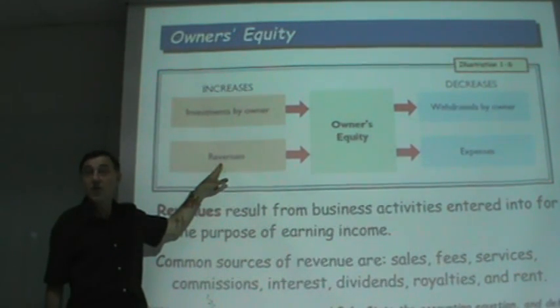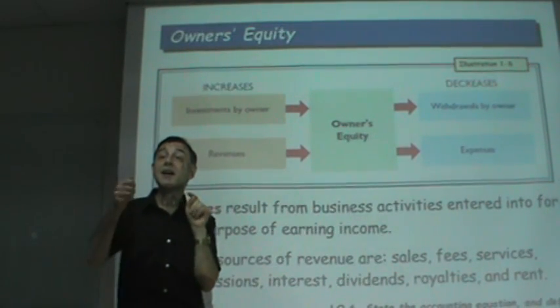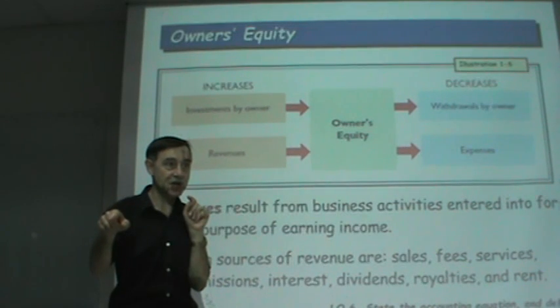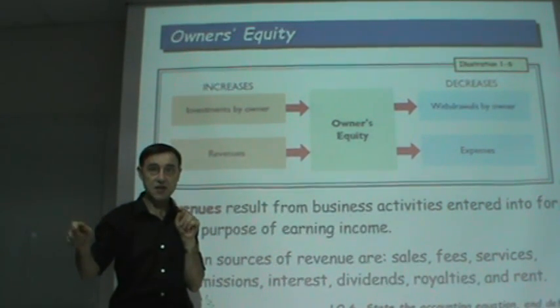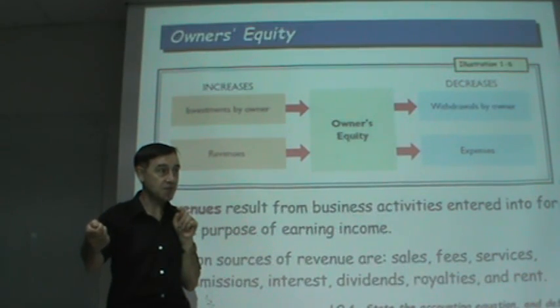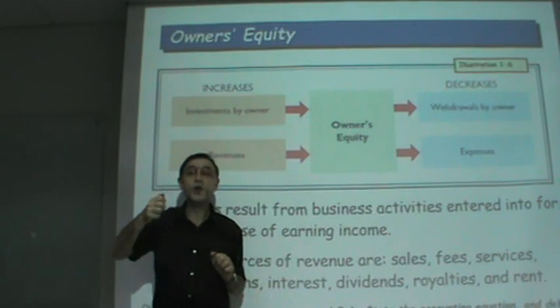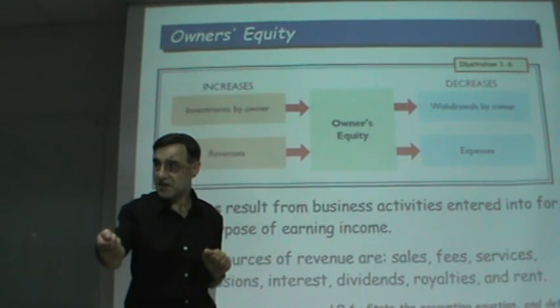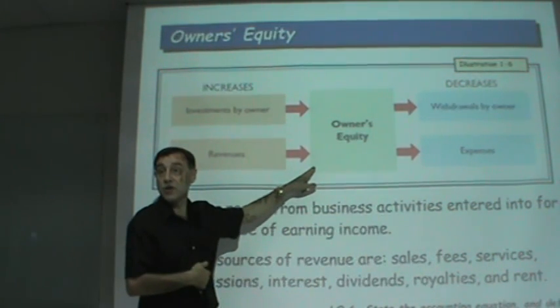Revenue. Revenue is, let me repeat from last time, money received from customers for a good or service which is delivered to the customer. Okay? So, owner's equity goes up when the customer gets a service or a product. Okay? The owner's equity goes up.